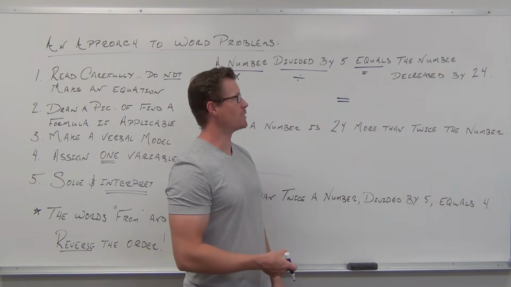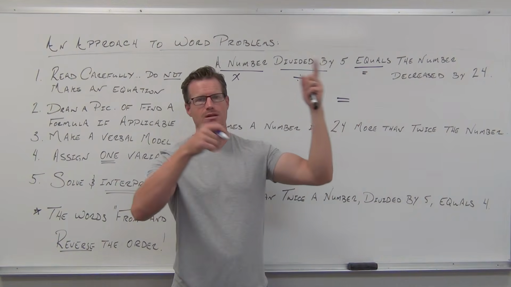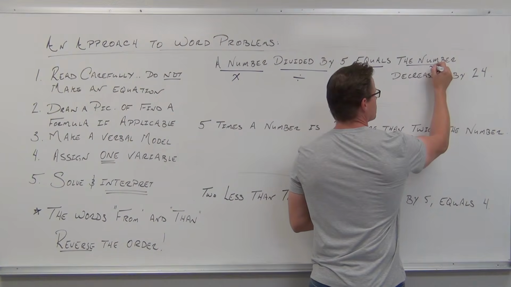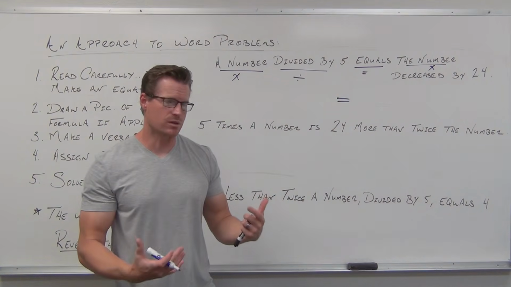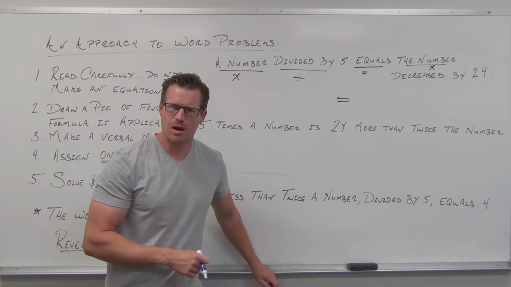So let's diagnose that real quick. So the number, whenever it says the number, it's got to refer back to the variable that you've already picked. So we're going to underline that. And we've already chosen x. So let's keep the same x. Decreased by, that's another operation.